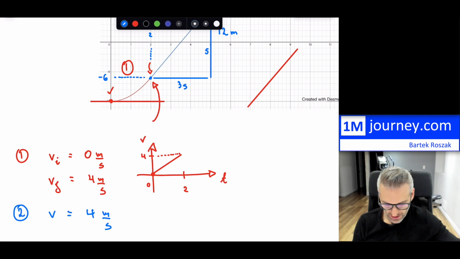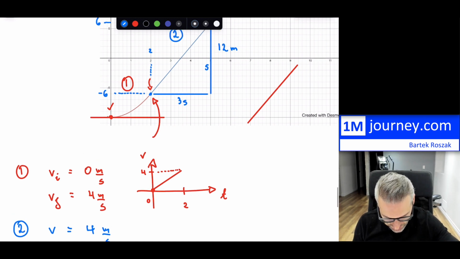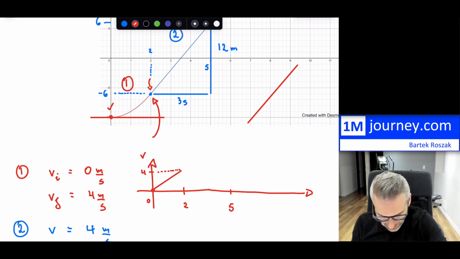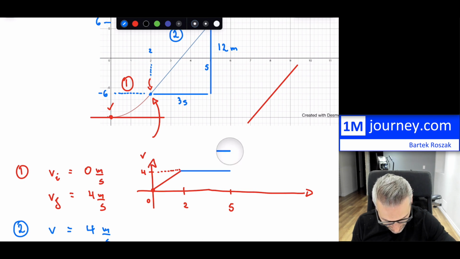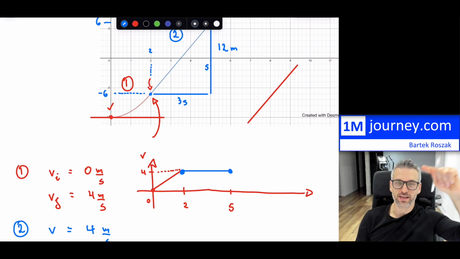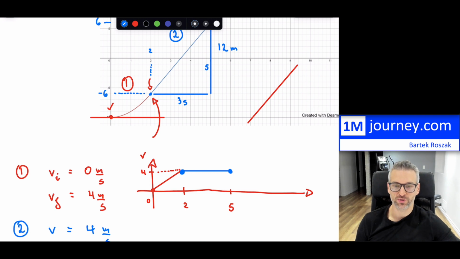So that it continues. If I'm sketching this out and I continue this all the way through, maybe I'll draw it a little bit further. Now this goes all the way up to 5, and what this means is that it stays there. So it's just a straight line, a flat line between 2 and 5. The velocity is increasing between 0 and 2 seconds, and between 2 and 5 seconds, it is flat.